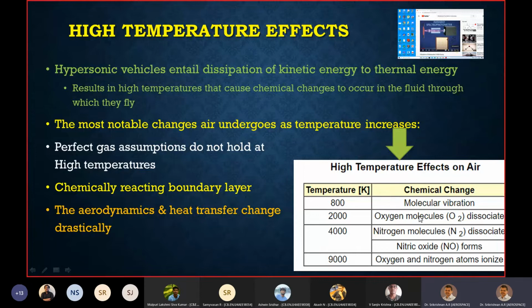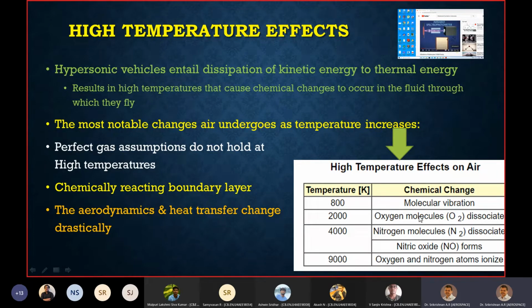That is, the O2 molecule will dissociate into O and O. Which means you will have the presence of atomic oxygen. You will start having atomic oxygen in air, which we know we don't have at lower temperatures. It's always O2.